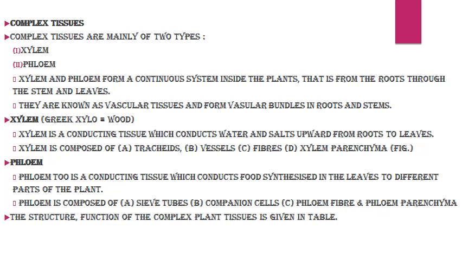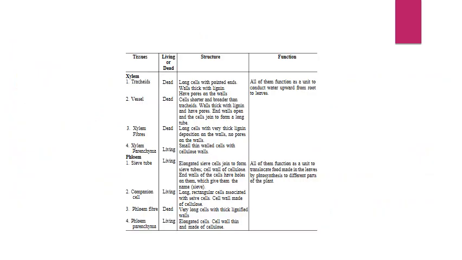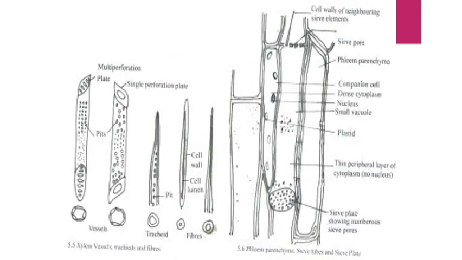The structure and function of the complex plant tissues are given in the next table. So xylem and phloem: four components are found in the xylem: tracheids, vessels, xylem fibers and xylem parenchyma. And four components are found in phloem: sieve tubes, companion cells, phloem fibers and phloem parenchyma. This is the structure of vessels, tracheids and fibers.